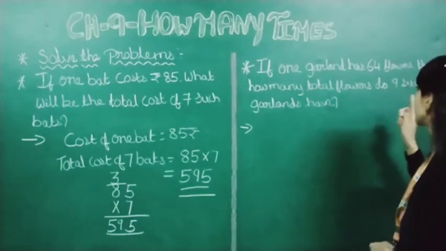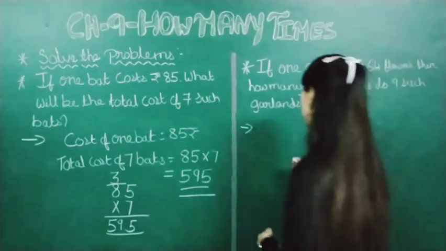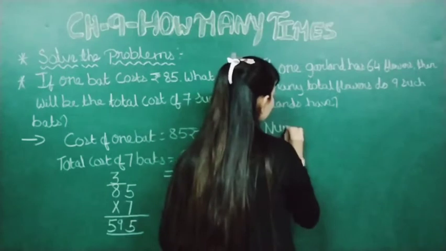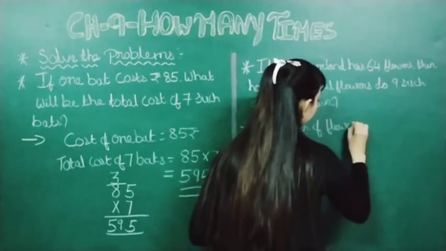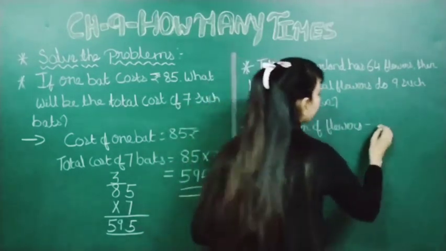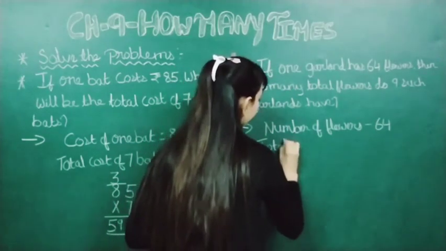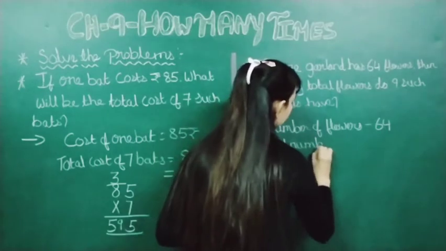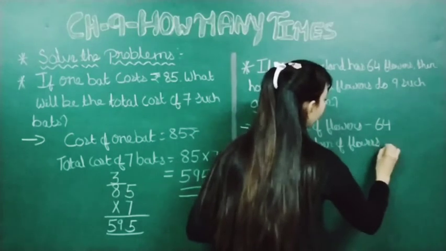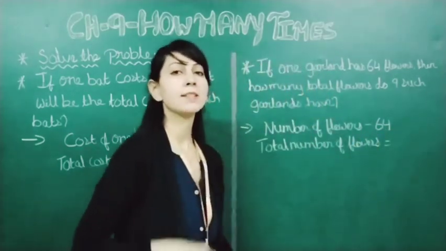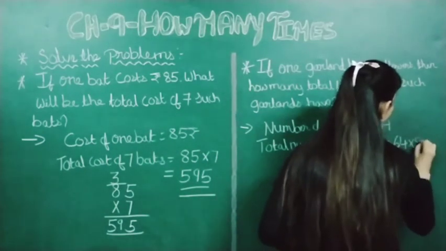Okay. Now next we will see. If one garland has 64 flowers, then how many total flowers do 9 such garlands have? So here we will write number of flowers. Okay. In one garland 64. Now here we will write total number of flowers that we have to find out. So what we will do? Yes, 64 into 9.